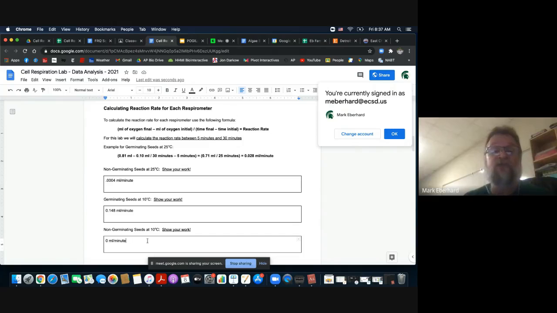0.028 versus 0.0004, which is about 7 times greater respiratory rate in a germinating plant versus a non-germinating plant. I can see that even in the cold, the germinating plant is outperforming the non-germinating plant. I can also see, if I compare temperatures, 25 degrees is about twice.